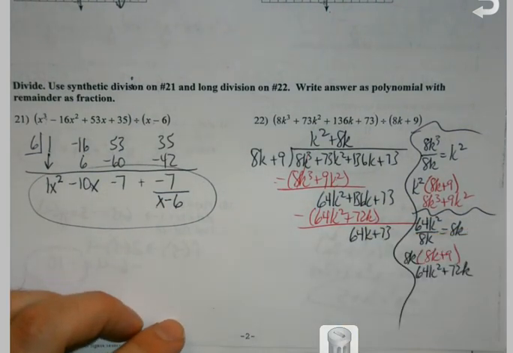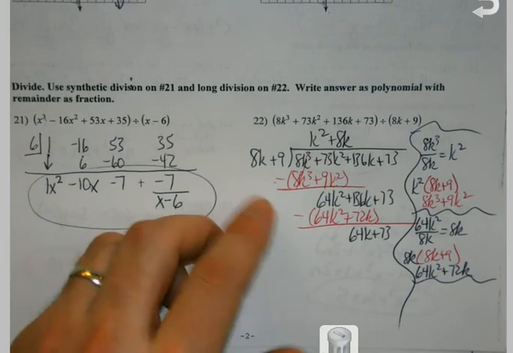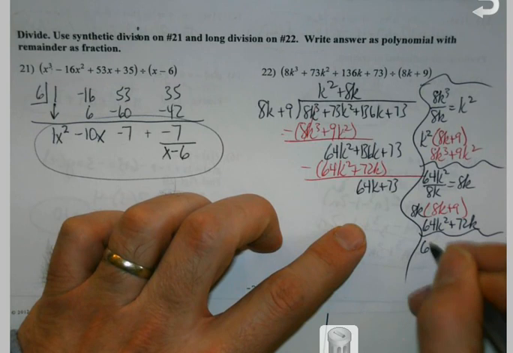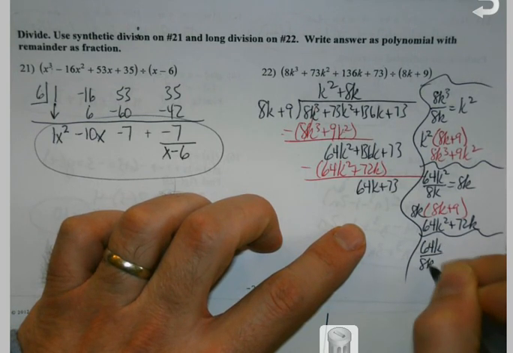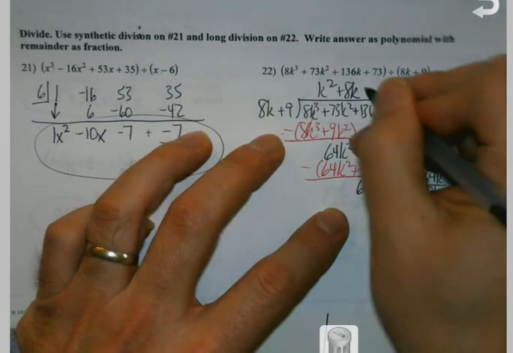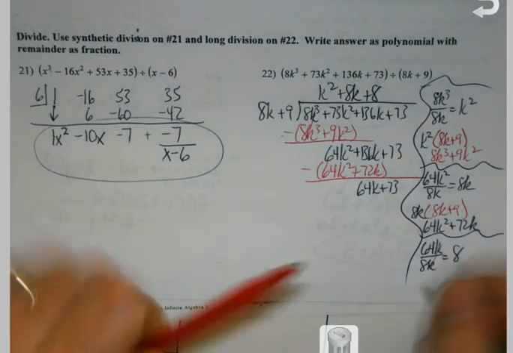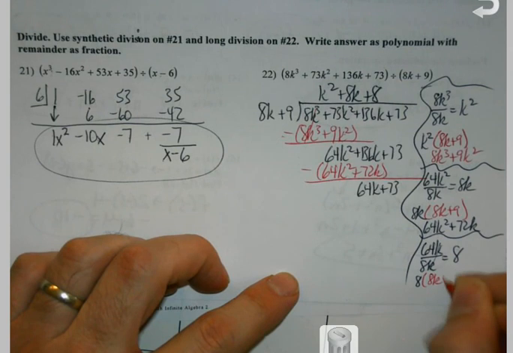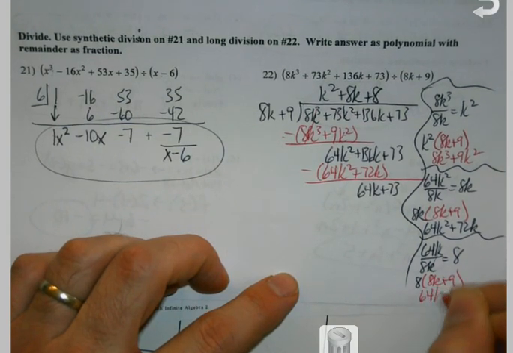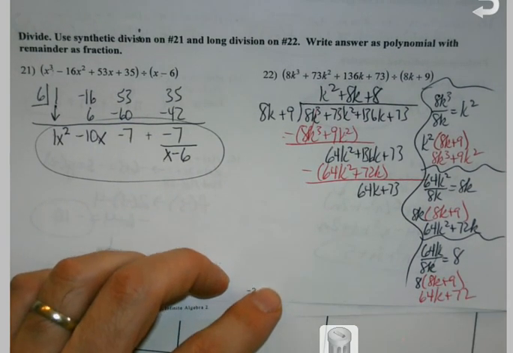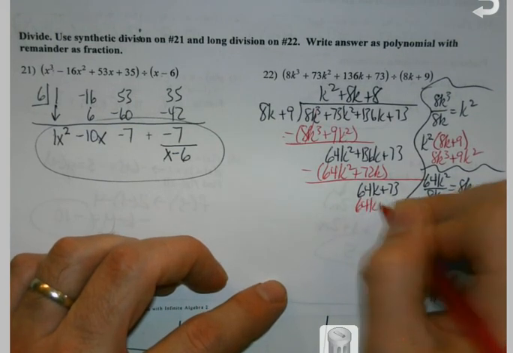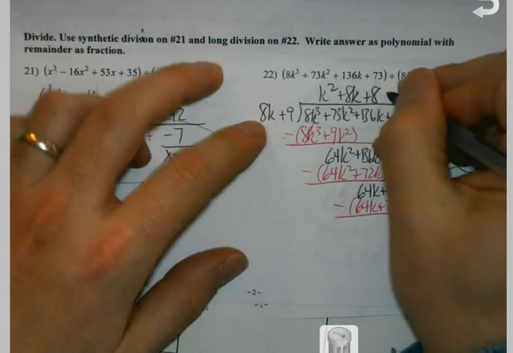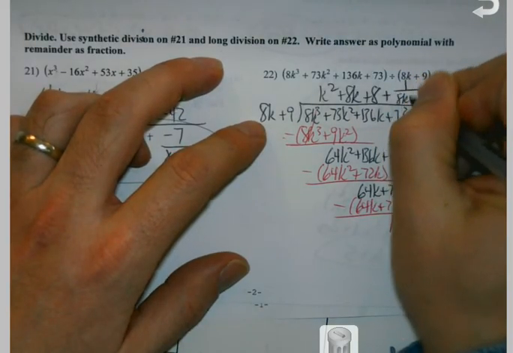and yes, I have to do it one more time. And why is this? Because 8k still can go into 64k. They're of the same degree. So one last time, 64k divided by 8k is 8. Eight times the 8k plus 9 is 64k plus 72. Subtract that, I'm left with 1, which is my remainder of 1 over 8k plus 9.